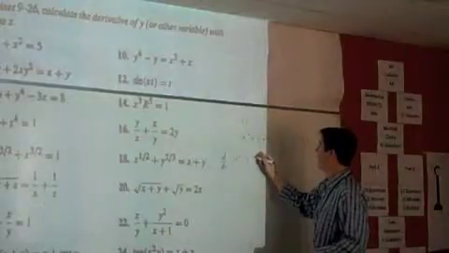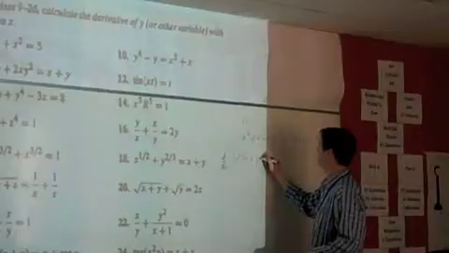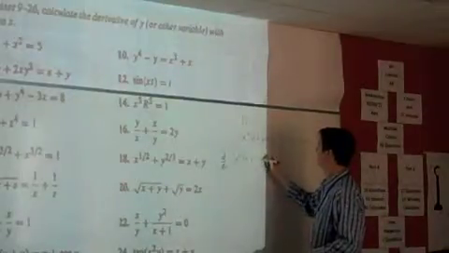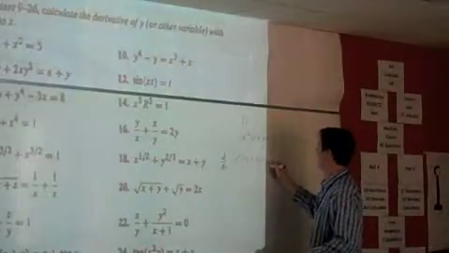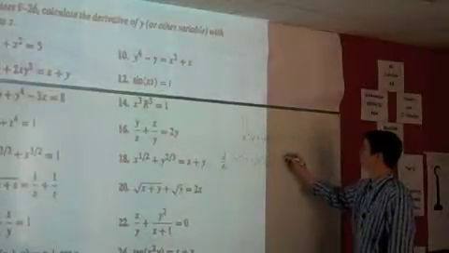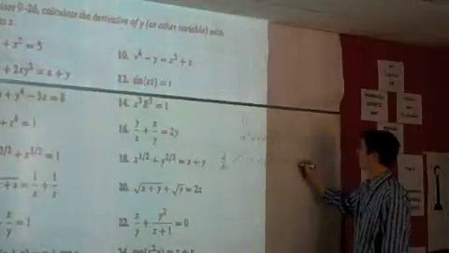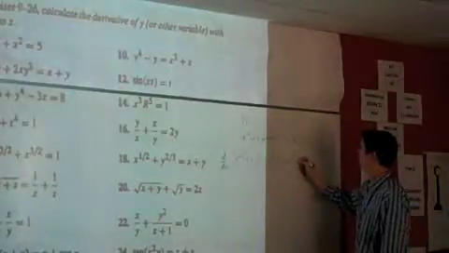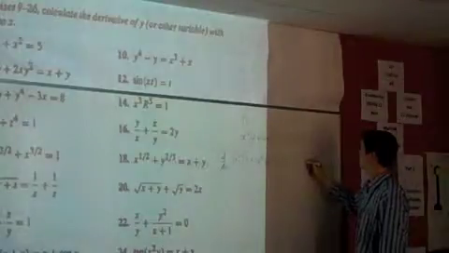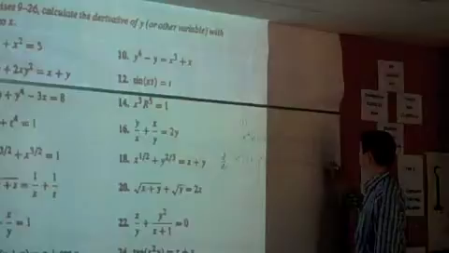X squared prime times y plus the first times derivative of the second, and then for the other one, derivative of the first times the second plus the first times derivative of the second.